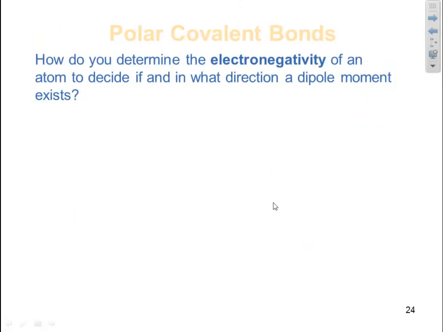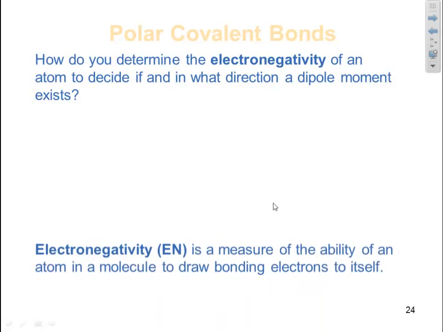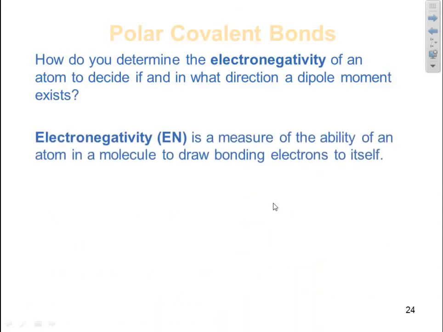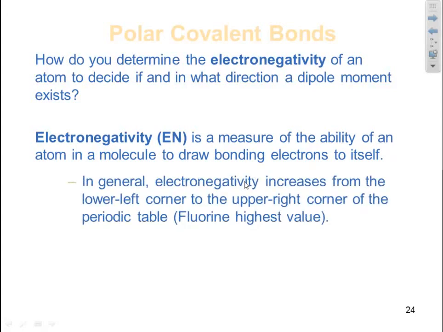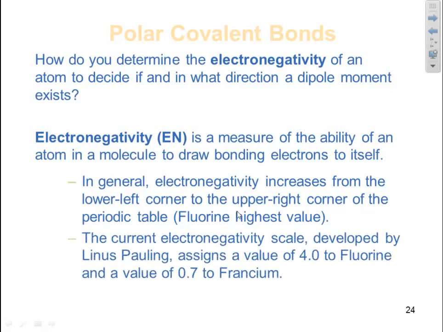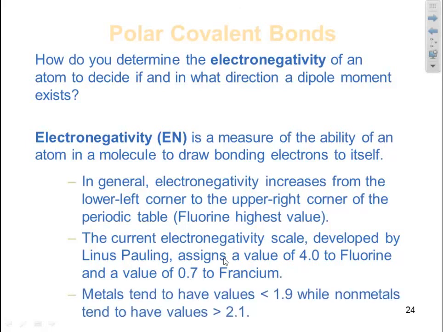How do you determine the electronegativity of an atom to decide if and in what direction a dipole moment exists? Well, electronegativity is a measure of the ability of an atom in a molecule to draw bonding electrons to itself. In general, electronegativity increases from the lower left corner to the upper right corner of the periodic table, with fluorine being the highest value. The current electronegativity scale, developed by Linus Pauling, assigns a value of 4.0 to fluorine and a value of 0.7 to francium. Metals tend to have values less than 1.9, while nonmetals tend to have values greater than 2.1.